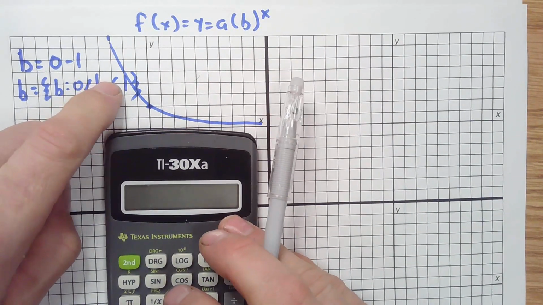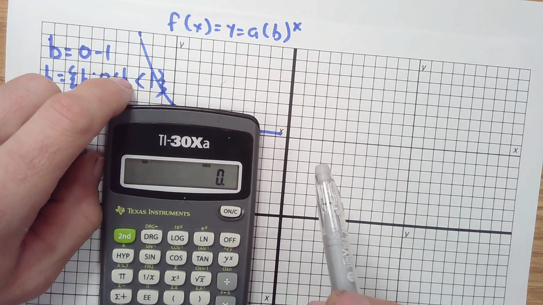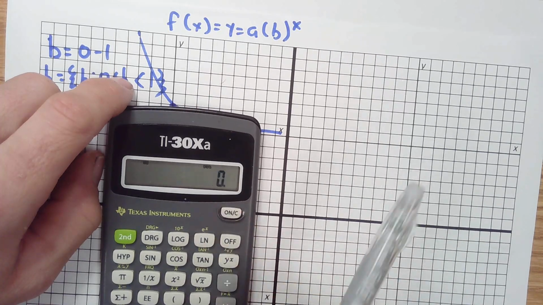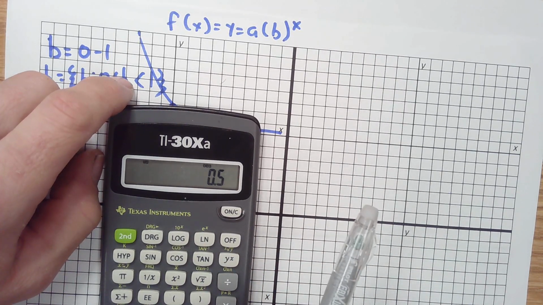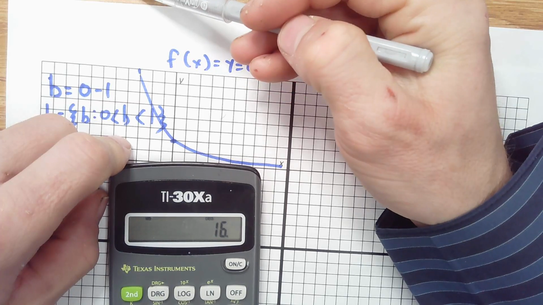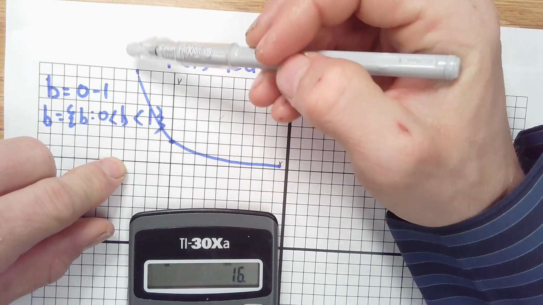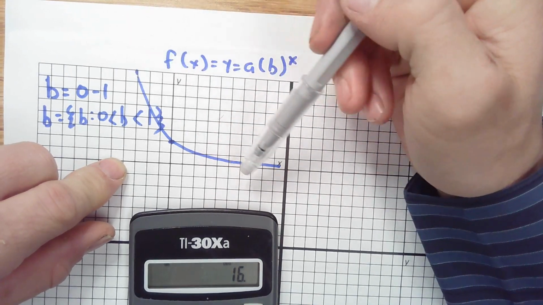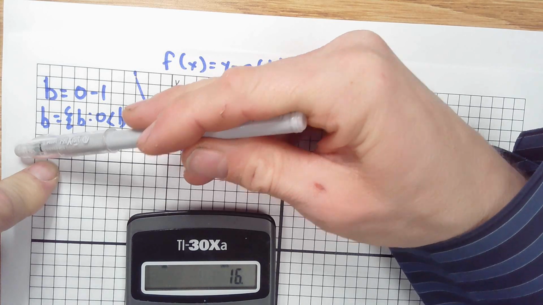Okay, so what if it's 0.5 raised to the negative 4? It's 16. It's going to be way up here when x is negative 4. It's going to be way off the chart. So that's what exponential decay does. The more I go toward negative infinity for x, the higher y goes.